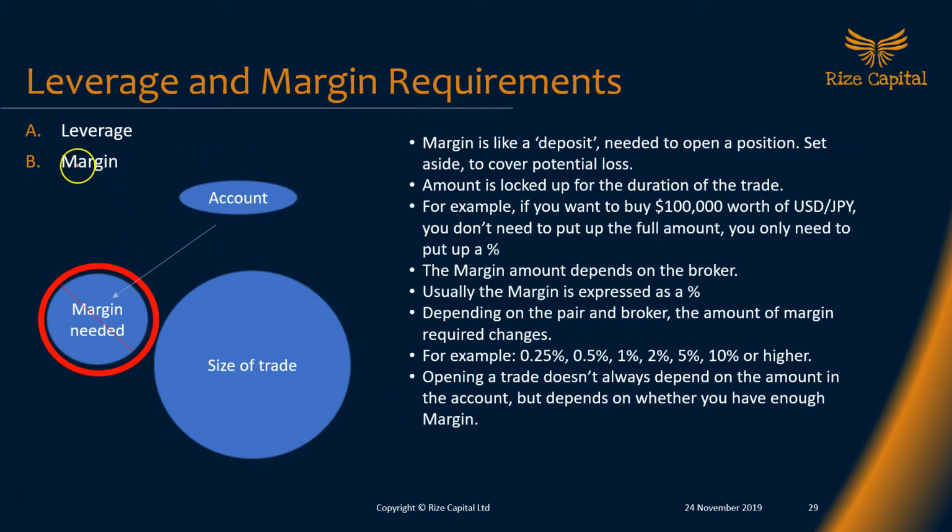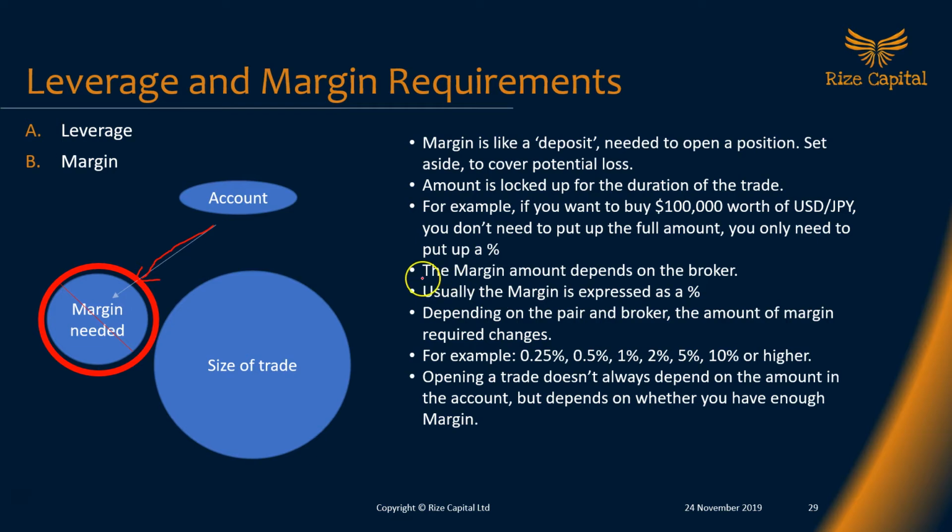And then that ties in with margin, and margin is like a deposit which is needed to open a position, and it's set aside, it's blocked off. And when you are in the trade, that margin is kept aside. So if you wanted to buy 100,000 worth of dollar yen, you don't need to put up the full amount, you only put up a percentage.